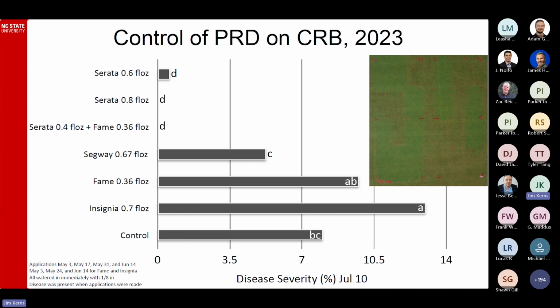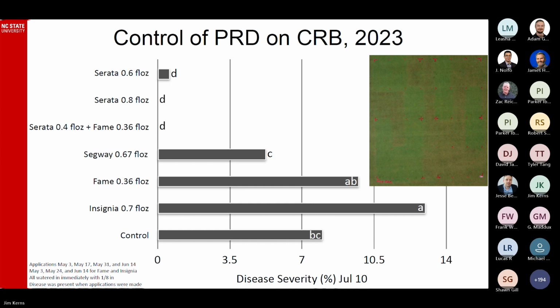Absolutely. Our old options were Segway and Insignia, and in this trial, Segway did all right. Insignia did not perform well, but Serrata performed very, very well. And then if you mixed it with Fame, right? Not that the Fame added anything, but it's the idea of programs, right? The Fame is adding in what Serrata isn't giving us.